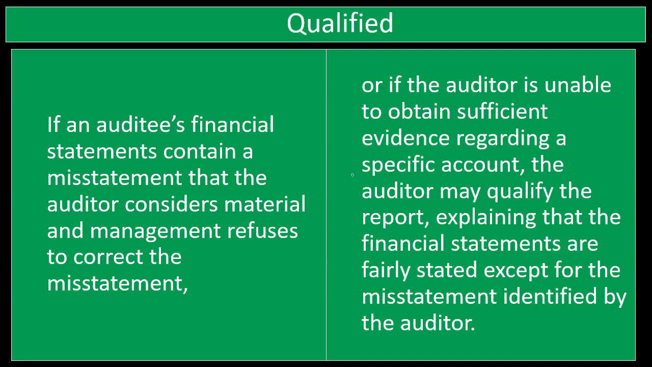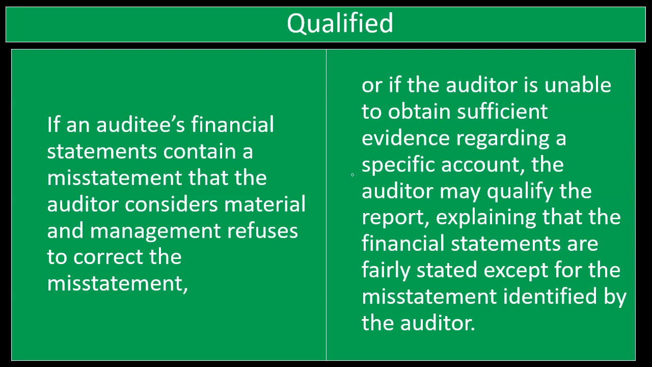Or if the auditor is unable to obtain sufficient evidence regarding a specific account. So another situation might be, well, you're not giving me enough information to get at this particular number. I can't get at it because you're not giving me the information to test it, and again, there might be valid reasons. It might be in another country. We might not have the ability to do that. So for whatever reason, it might be a valid reason, but we can't test this thing. Therefore, we have a qualification. The auditor may qualify the report, explaining that the financial statements are fairly stated except for the misstatement identified by the auditor.